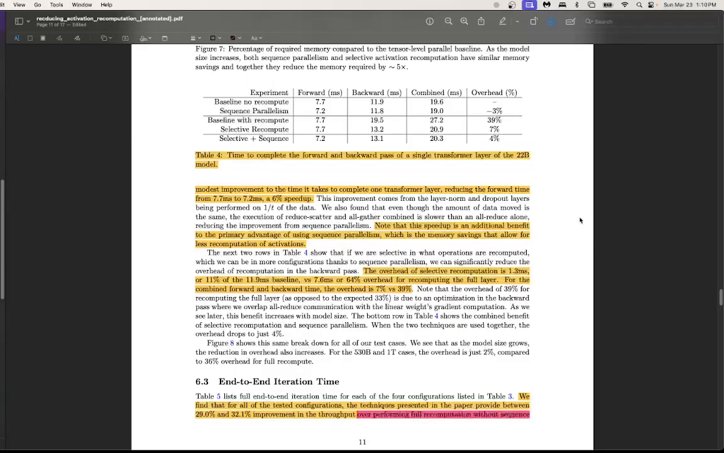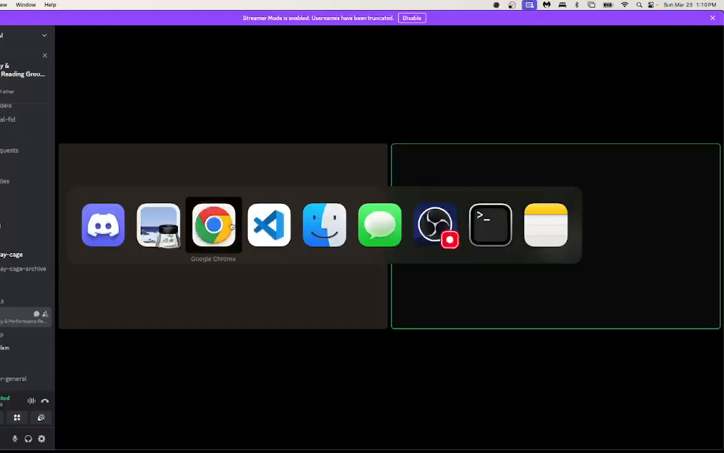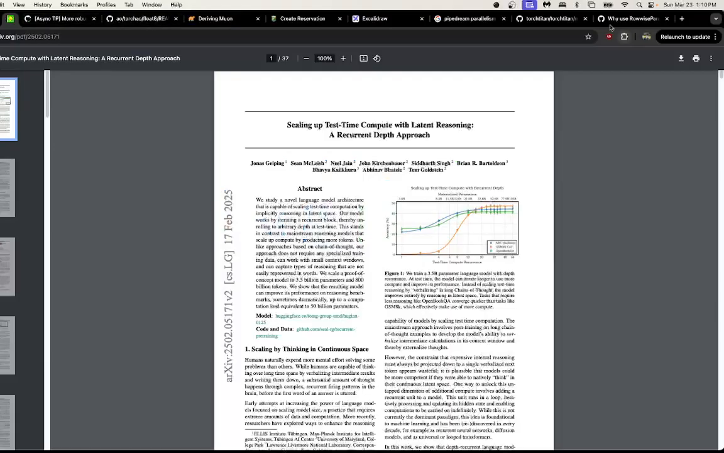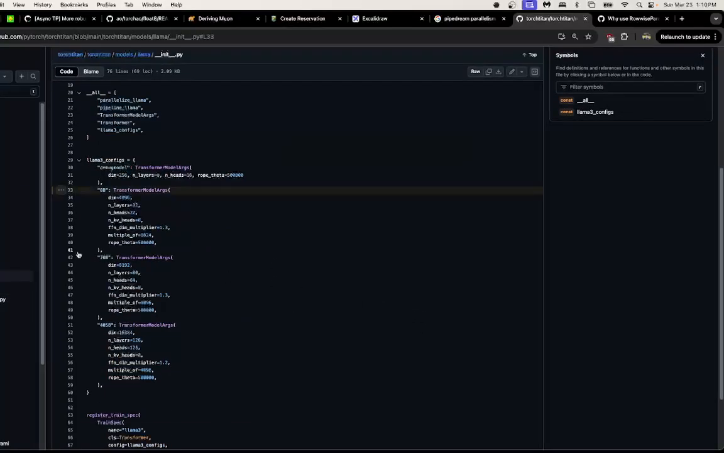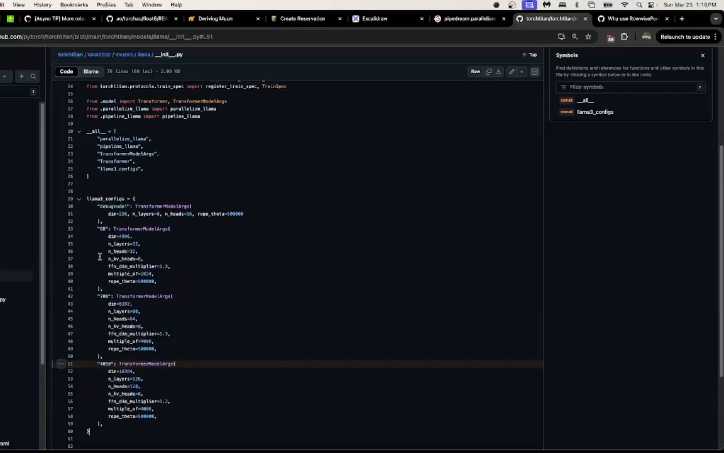So I was going to ask, is TorchTitan using the same ratio? Well, they're not actually using the ratio. They don't have any kind of heuristic. This is Llama 3, and if you look in the init here, there's the 8B, 70B, and 405B. They actually apply the same tensor parallel strategy to all of these, right?